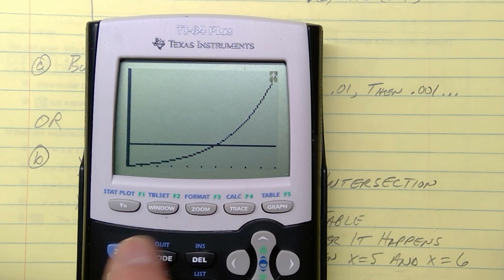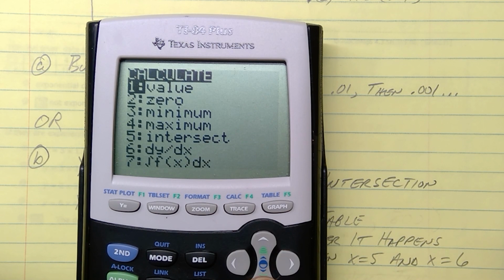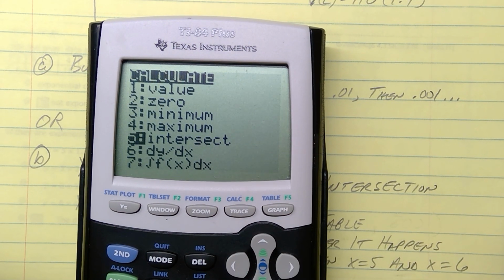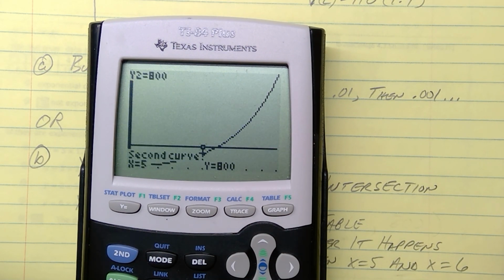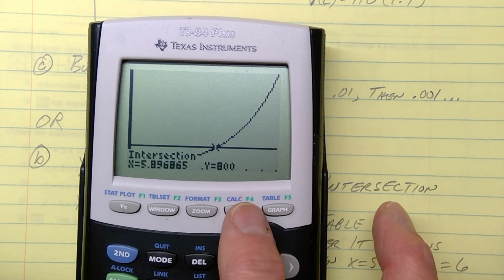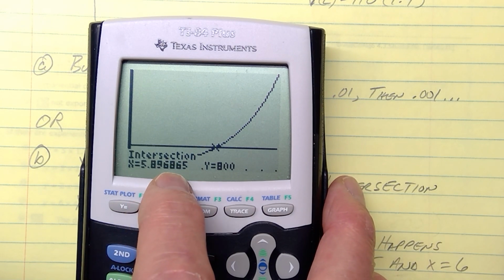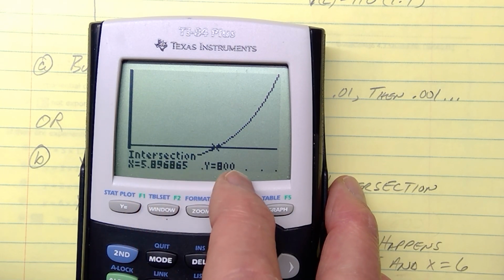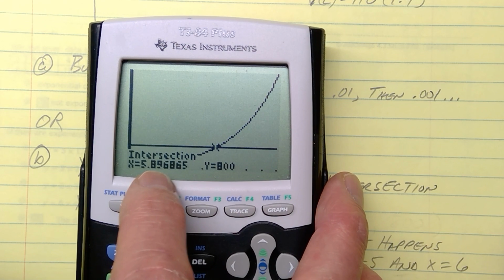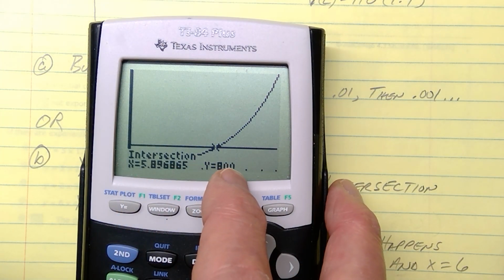I'm going to calculate the intersection and just see where they cross. Now usually if there's just two curves on the graph, you don't have to answer all these questions. You just keep hitting enter. If there's more curves than two on the graph, you have to answer those questions. And it says the intersection is 5.8969. That's what we said, 800. So after this many years, you are 800 steps up in the air.